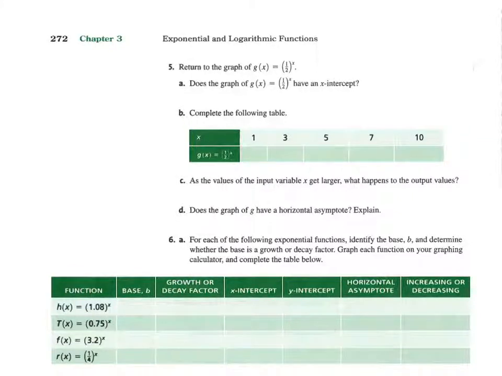Okay, so now let's return to that same graph that we just made. Does it have an x-intercept? We kind of already talked about this. This one is not going to ever touch the x-axis. If I multiply by 1/2 and 1/2 and 1/2 and keep going, I will never actually reach 0. I will get so close to 0, but it will never actually touch the x-axis.